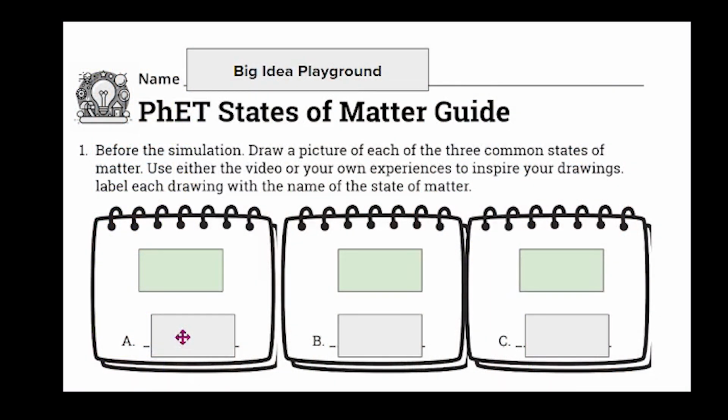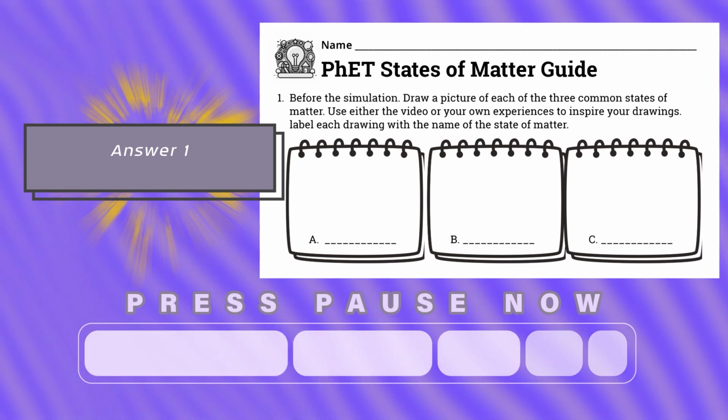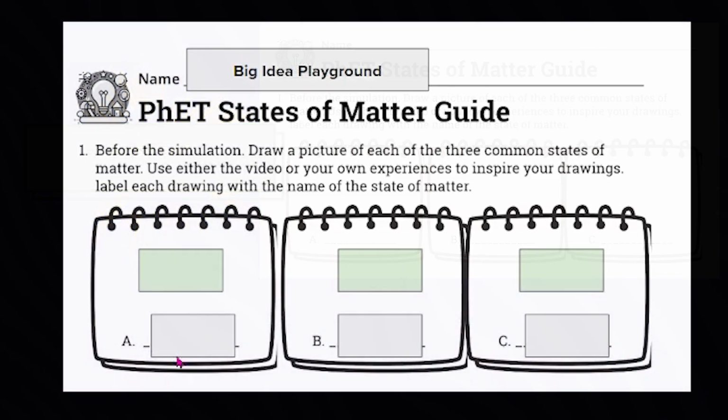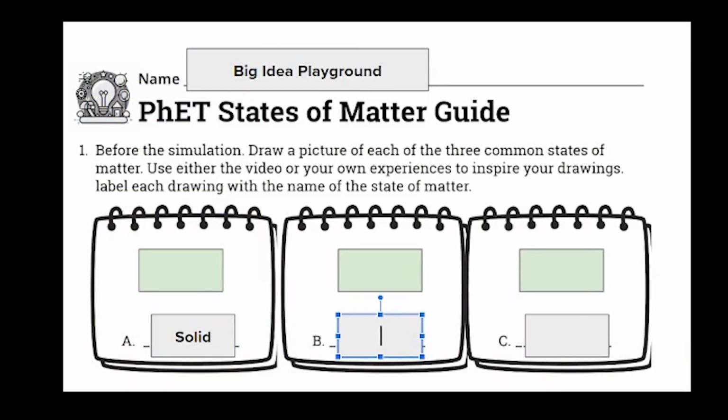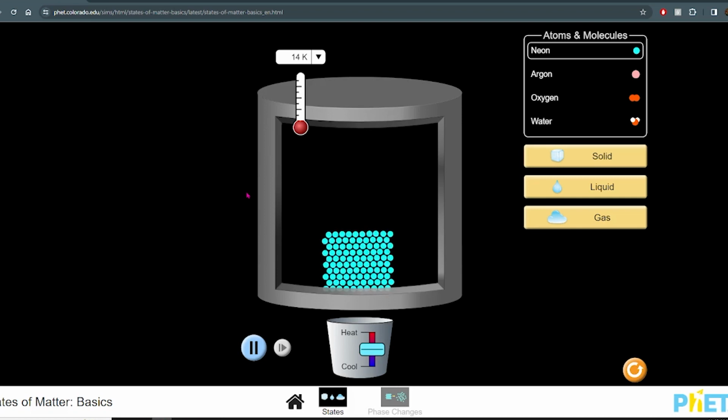Before the simulation, draw a picture of each of the three common states of matter. Use either the video or your own experiences to inspire your drawings. Label each drawing with the name of the state of matter. Great, go ahead and click on the link for the simulation, get into the states, and play around.